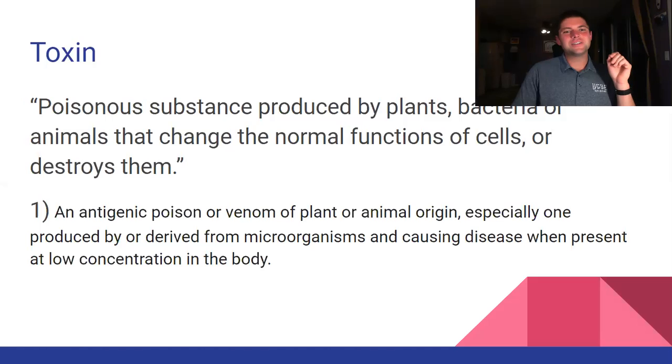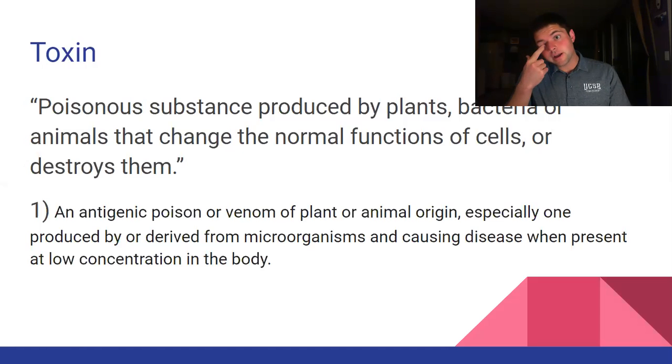Toxin, a poisonous substance produced by plants, bacteria, or animals that changes the normal function of cells or destroys them. And then another definition, antigenic poison or venom of plant or animal origin, especially one produced or delivered by microorganisms and causing disease when present at low concentrations in the body. Okay, let's talk about a toxin. When we talk about toxins, I think of either animals, insects, or bacteria. And let's look at all of those things real quick.